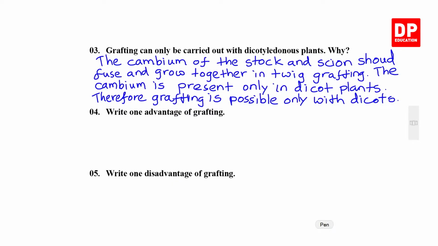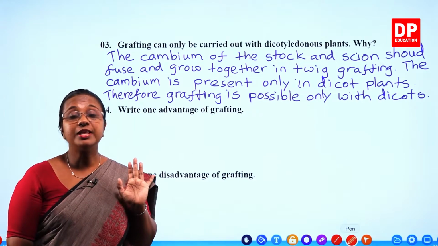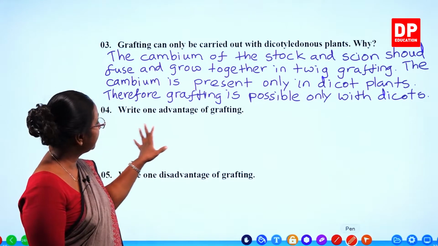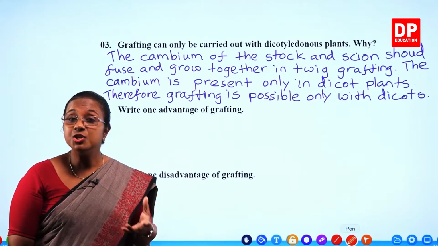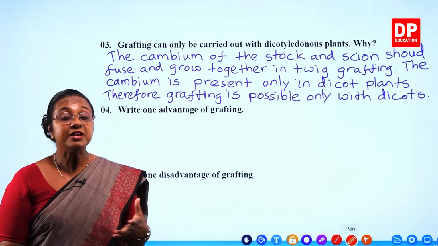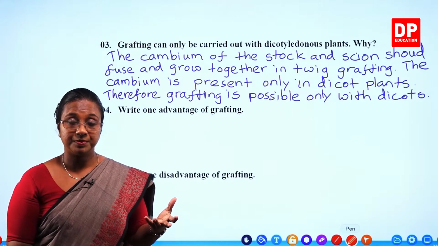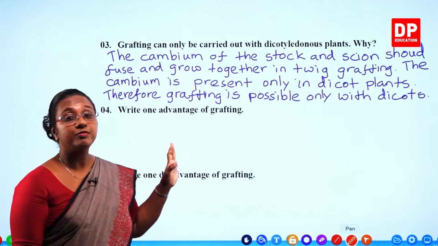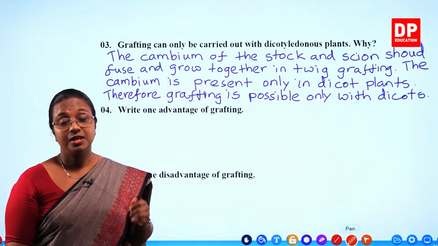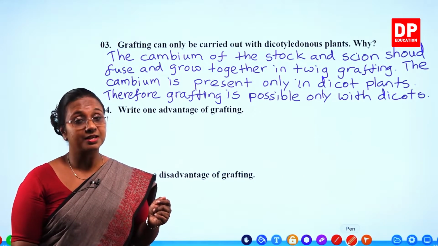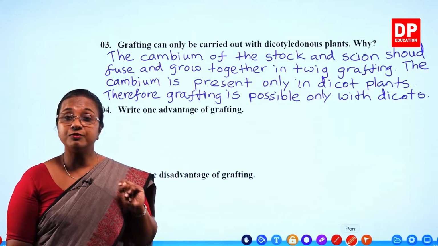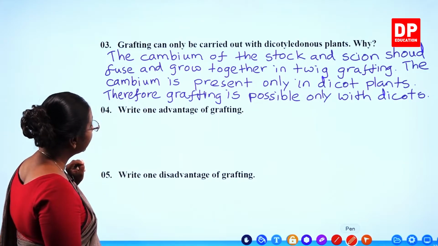So, part 4, write one advantage of grafting. You all know there are different advantages of grafting. What are the advantages? Now, this can be obtained where we have a plant with a very strong root system and the shoot system will have the desired characteristics. And also, we can produce strong offspring. And also, this can be carried out with plants that do not propagate successfully with seeds. Even though seeds are produced, they are not propagated successfully. Then, of course, you can use this method. So, we will have to write down one of those advantages. Write one advantage of grafting.